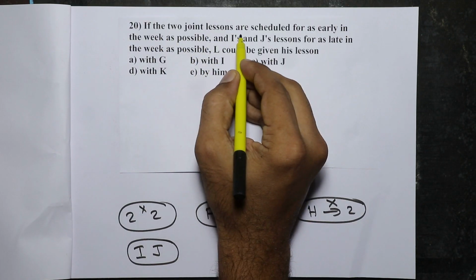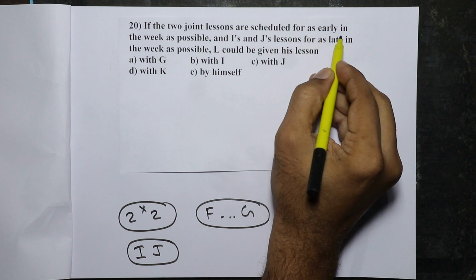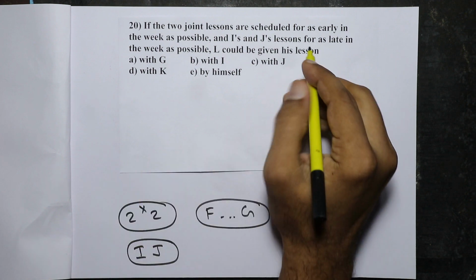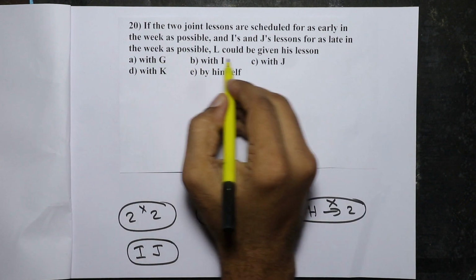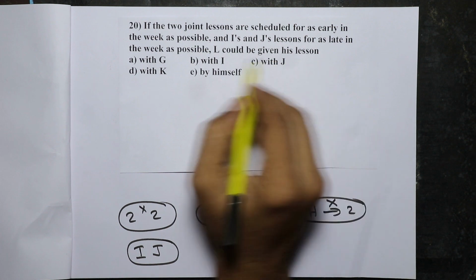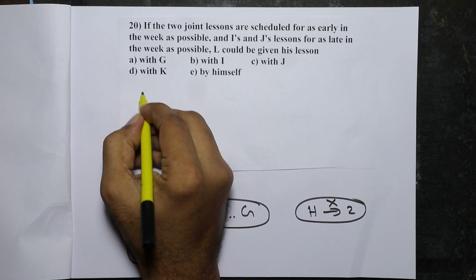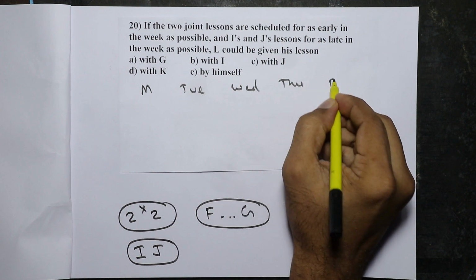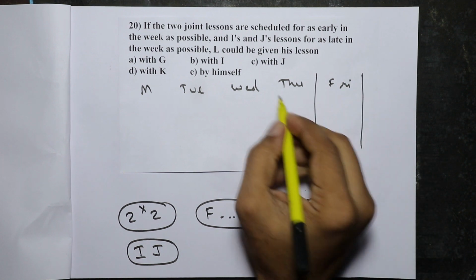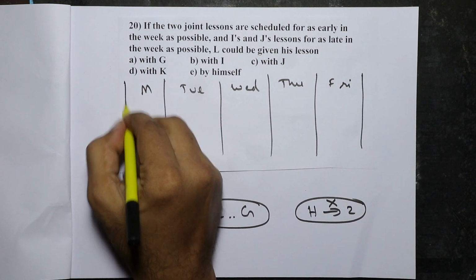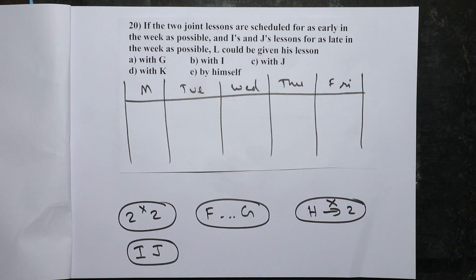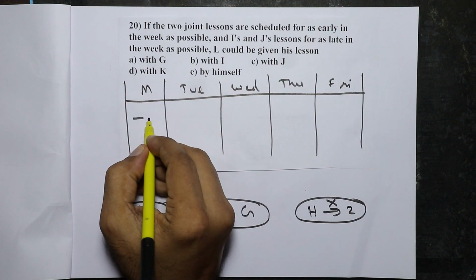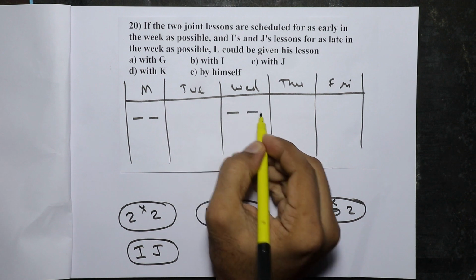If the two joint lessons are scheduled for as early in the week as possible, and I's and J's lessons for as late in the week as possible, L could be given his lesson with whom? So these are the days, and finally Friday also. Now the two joint lessons should be scheduled as early as is possible. So we'll have one joint session here and another joint session here.